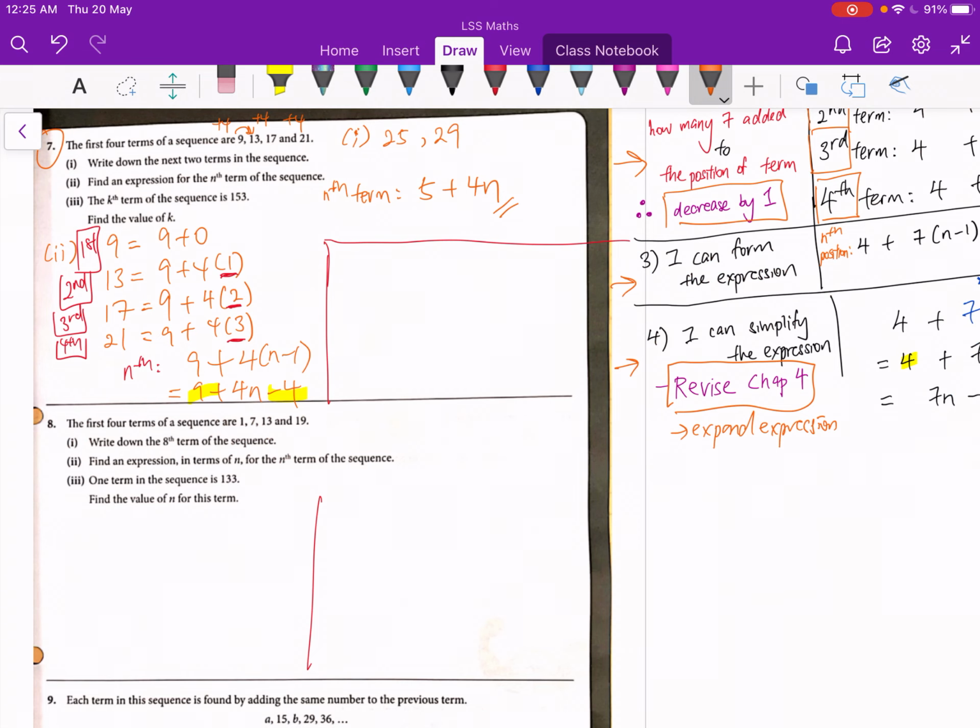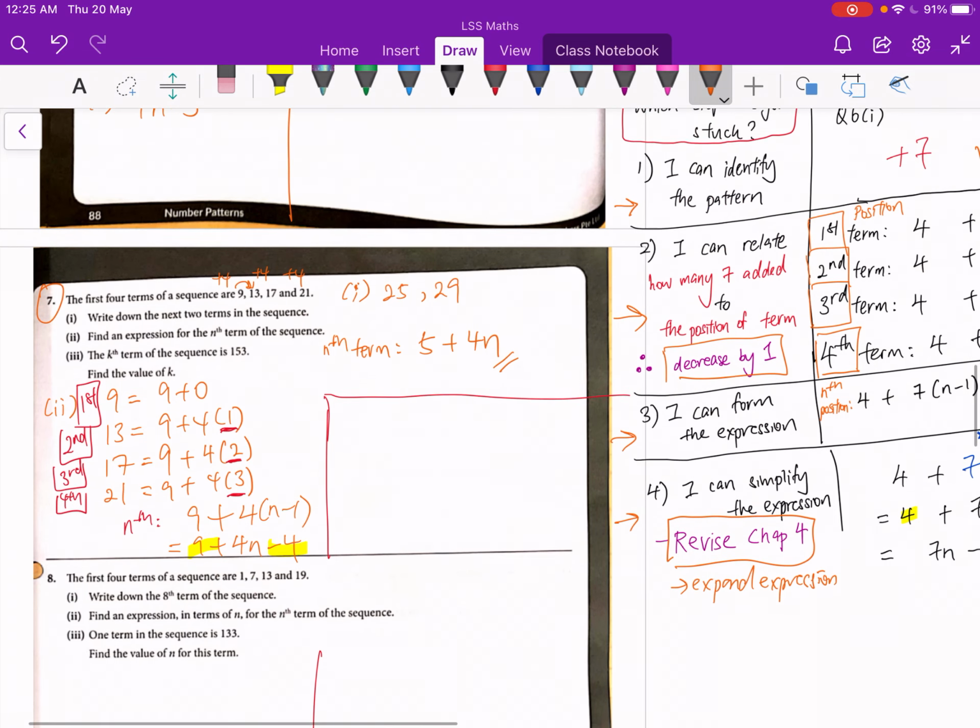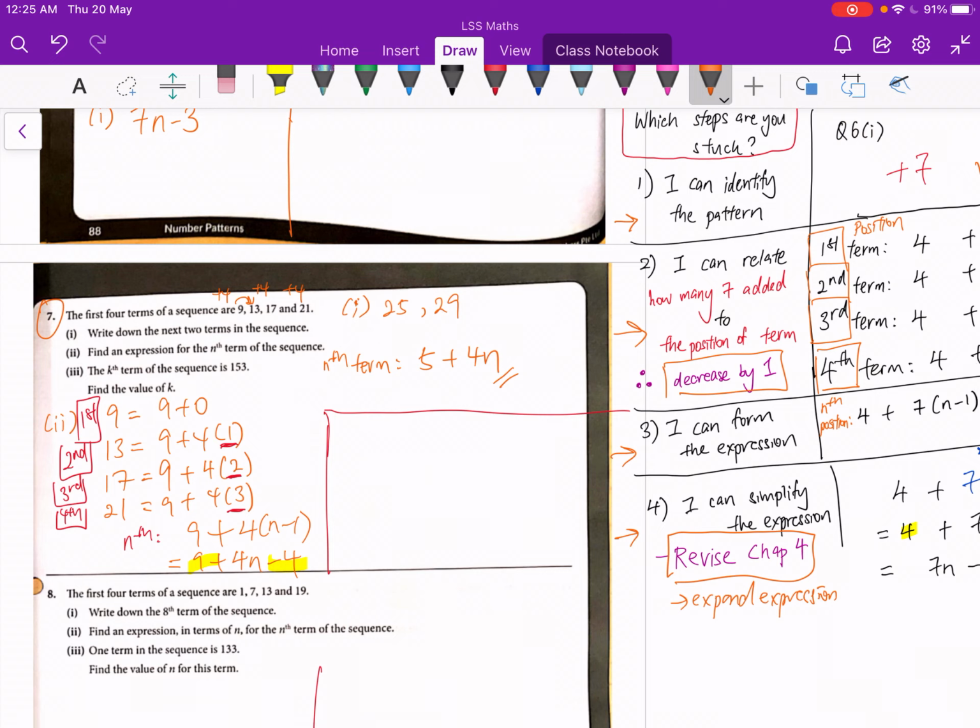For question 8, same thing also. Let's go through the steps and see which steps you are able to achieve.